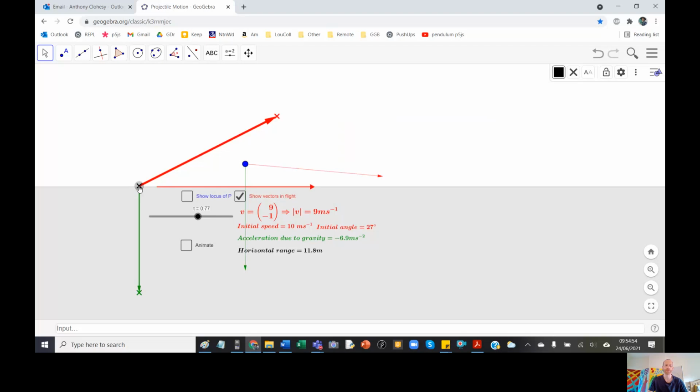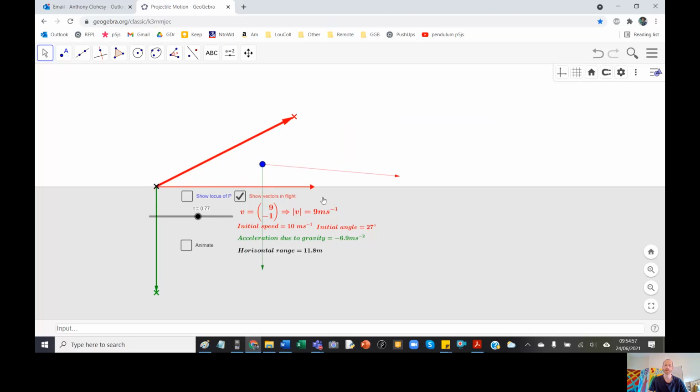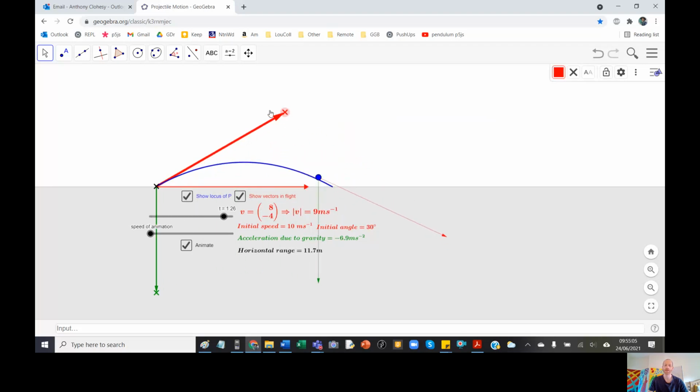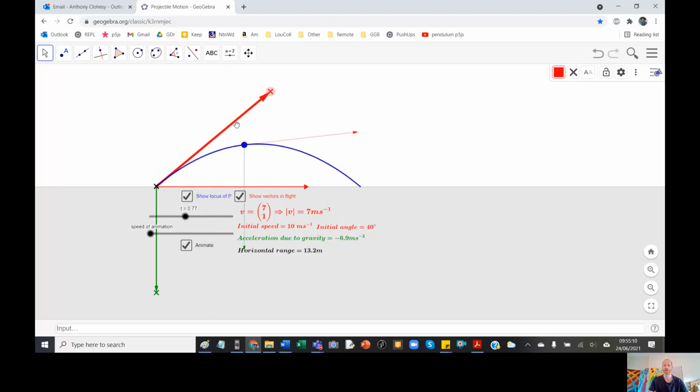With that, as you might imagine, I'll start from the ground because that seems like a sensible place to start. Depending on how fast you fire the thing, that's going to affect the motion, but also the angle from which you fire it is going to make a difference in terms of how long it's in the air for, but also how far the thing goes.